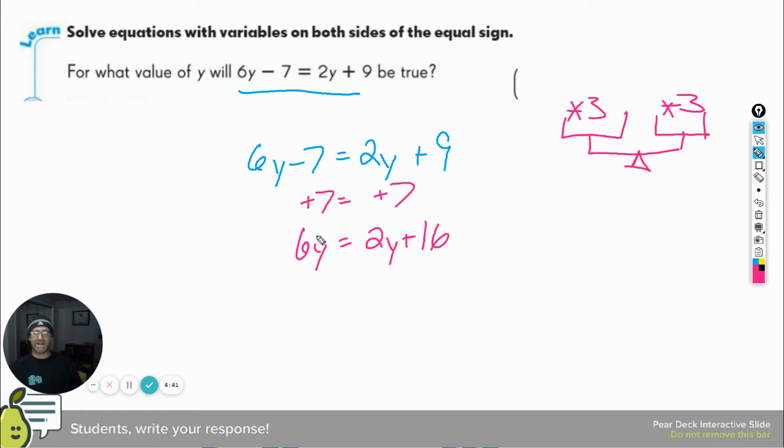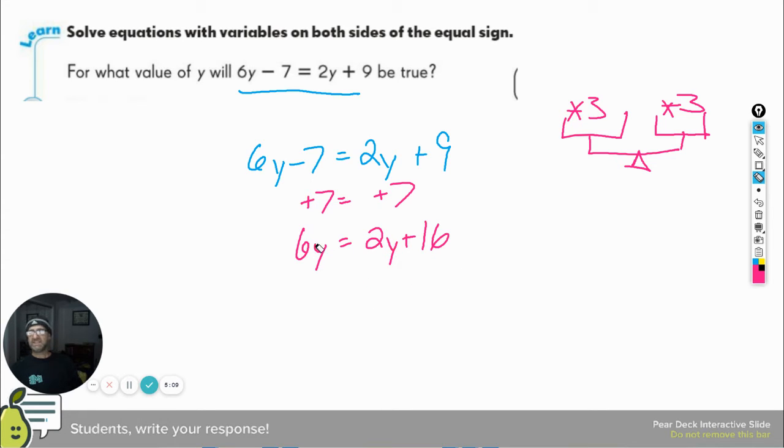I want to get these y's together. Now, I've got a 6y here. If I subtracted 6y, I would get negative 4y, and then minus 6y. And I get 0 equals negative 4y plus 16. Messy, messy, messy. I don't want to do that. If you do something that looks like it's starting to turn into a mess, don't do that.